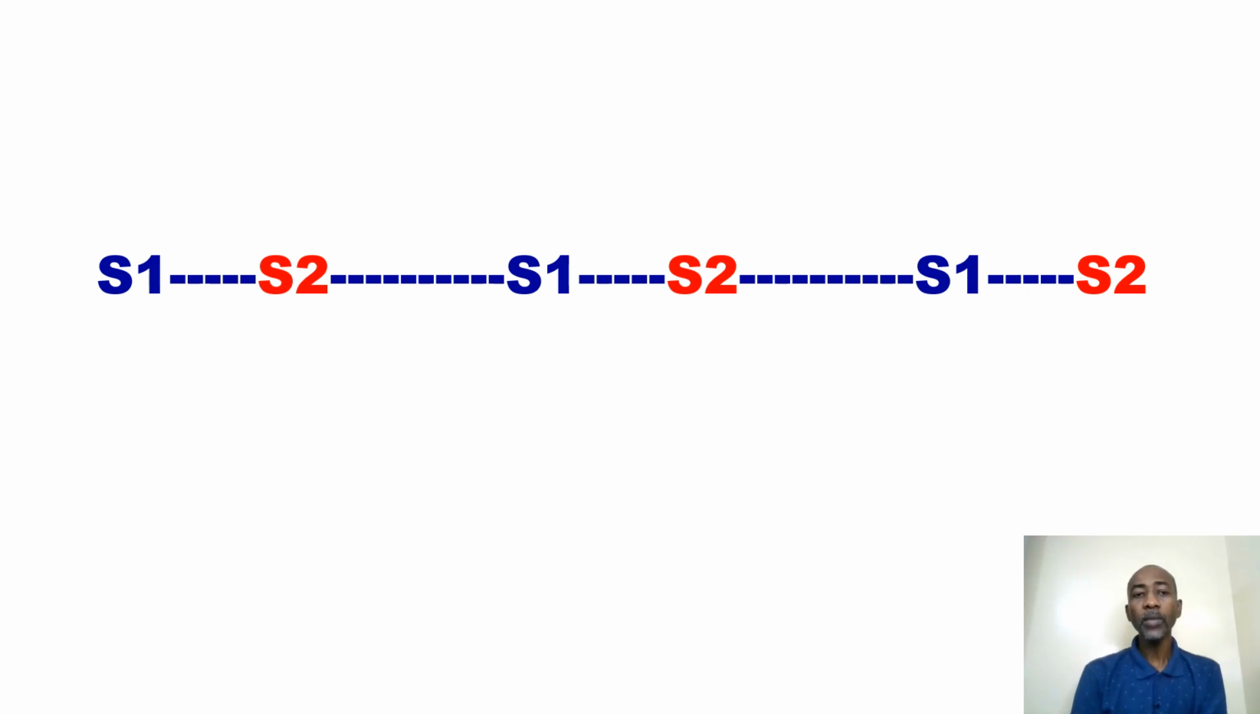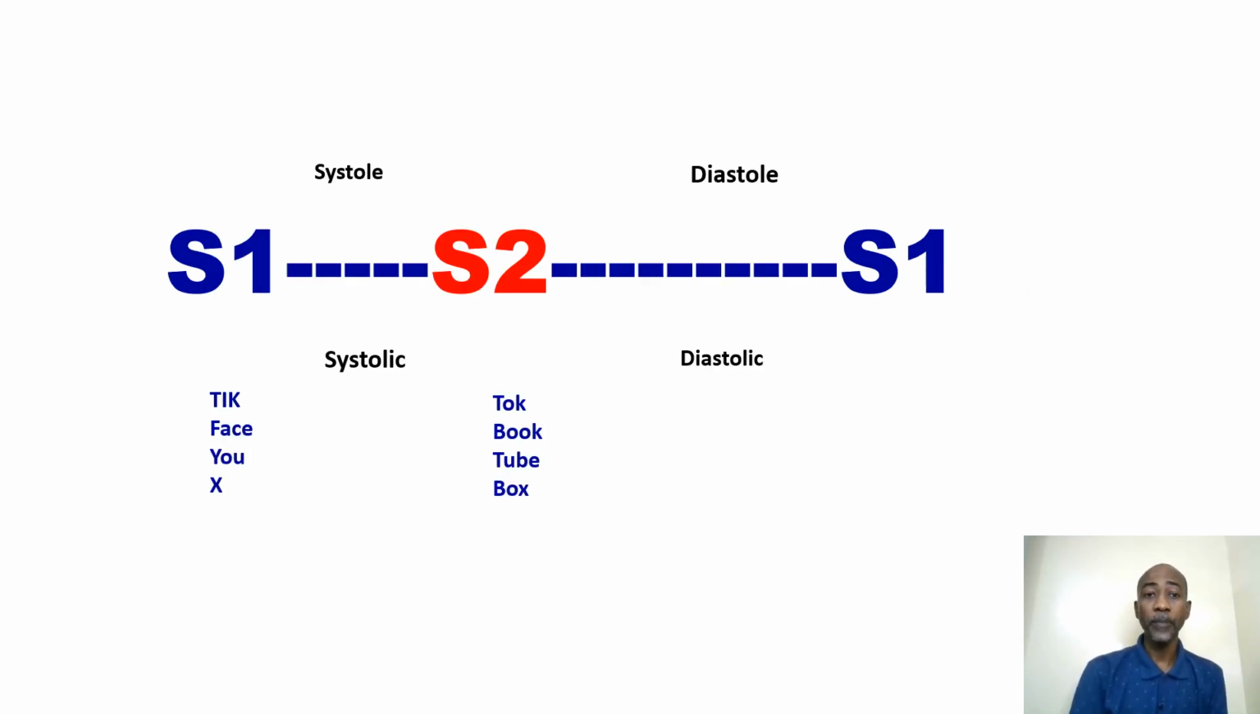So anything that happens between S1 and S2, that is what we know as systolic, and anything that happens between S2 and S1, that's what we call diastolic. We can try to memorize it in a more fun way. Between S1 and S2, that's systole. Between S2 and S1, that's diastole. Anything that happens between S1 and S2 is systolic, and anything between S2 and S1 has to be diastolic.